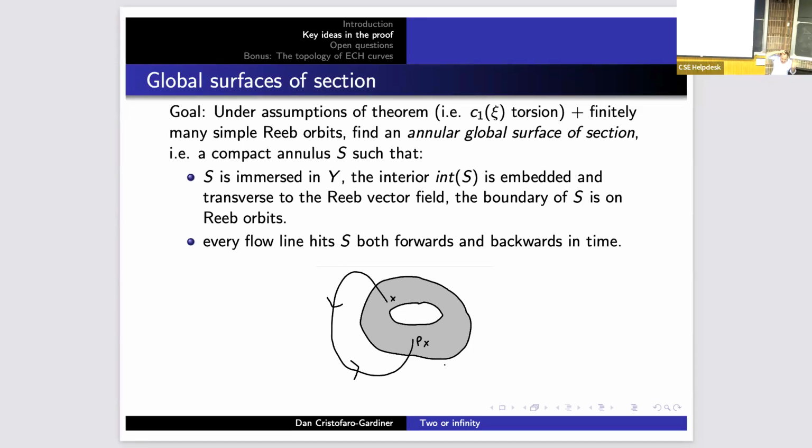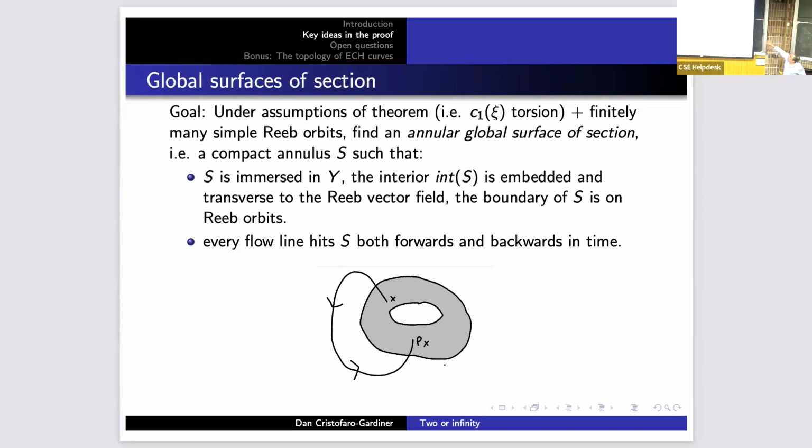So if I have such a thing, I can define what's called a Poincare return map, and that's what I'm illustrating with this picture. I start at a point X, and I flow until I hit the global surface of section again. That's my return map, P of X. And the point is that once I have a global surface of section, all the dynamics of the three-dimensional thing are encoded in this two-dimensional return map. So I'm doing a kind of dimensional reduction. Okay, any questions about that notion of a global surface of section?